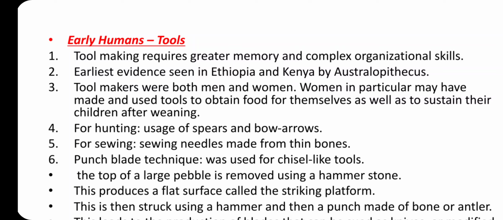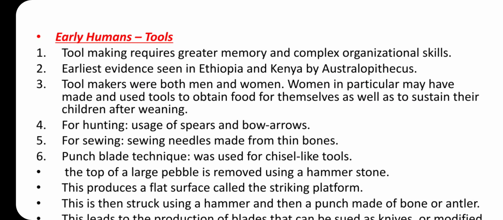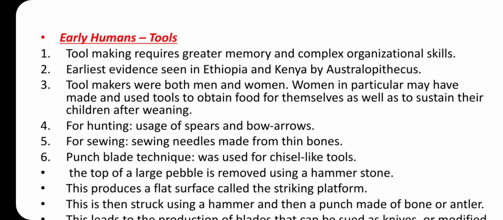Also, over time, for primates, the opposable thumb is the one which enabled them to actually use their hands properly and make tools. The earliest evidence is seen in Ethiopia and Kenya. We find the earliest evidence from Australopithecus, where these tools were not very sophisticated, but they did the job.